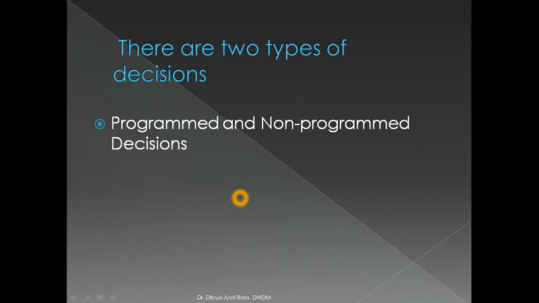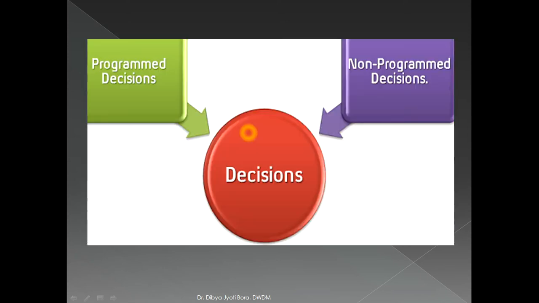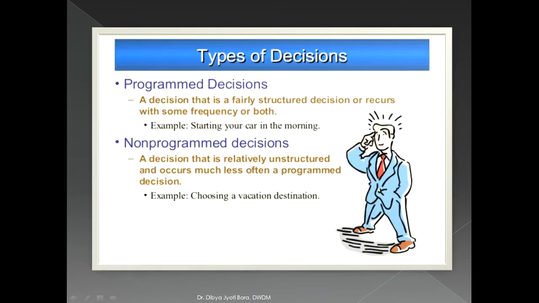Now we have seen that there are two types of decisions: programmed and non-programmed decisions. So in this class we'll see each of them in detail. Now look at this figure, types of decision. This figure speaks a lot about these two types of decision.